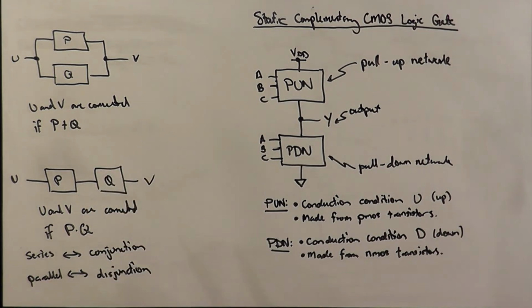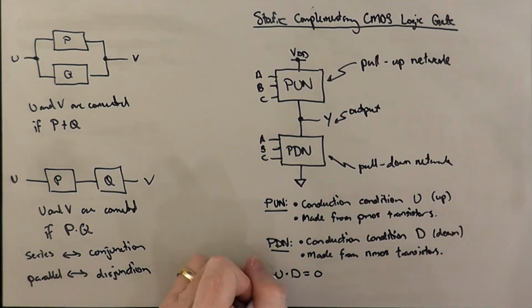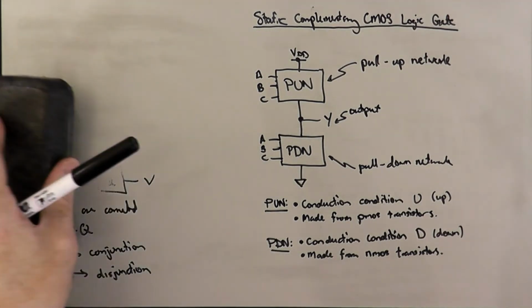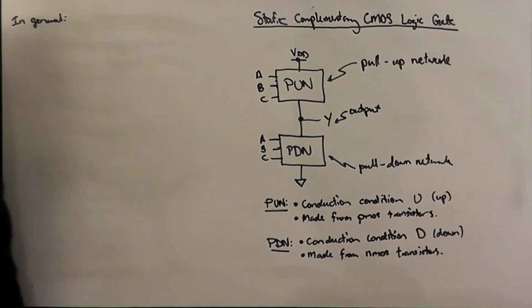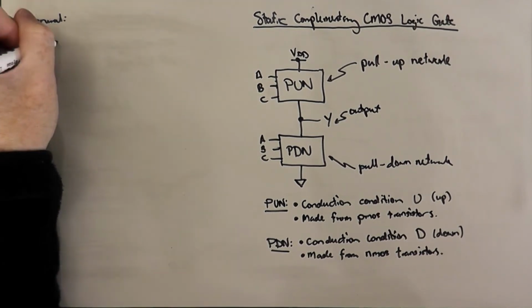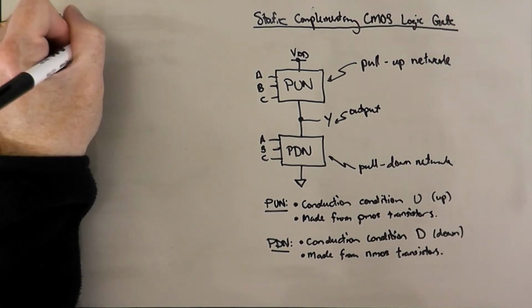So in general, we never want U and D to both be true. We want U and D to be identically 0, right? Actually, I'm running out of space here, so I think I'm going to go over here.